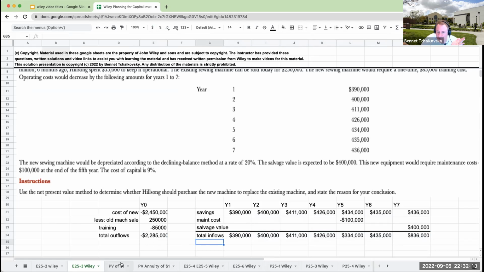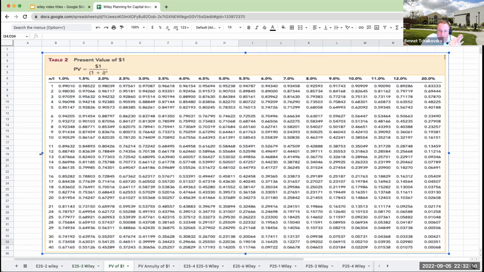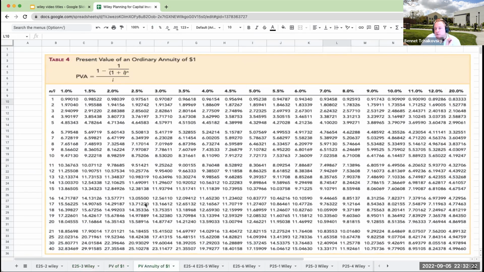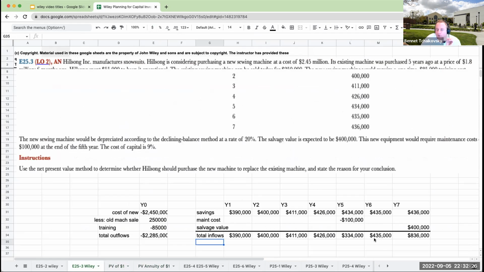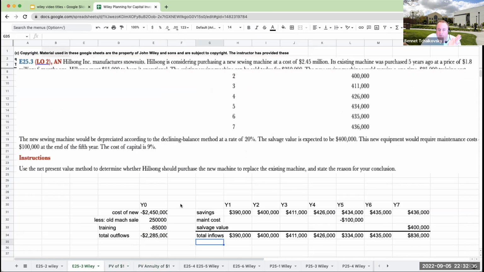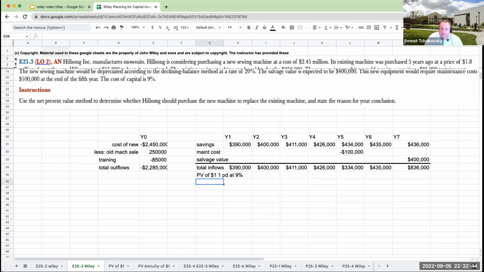I have 2 tables to choose from: present value of $1 or the present value of an annuity of $1. I can only use the annuity table if the amounts are the same. The amounts are all different every year. So what I'm going to do is go to the present value of $1. For this first one right over here, this is going to be present value of $1, 1 period at 9%.